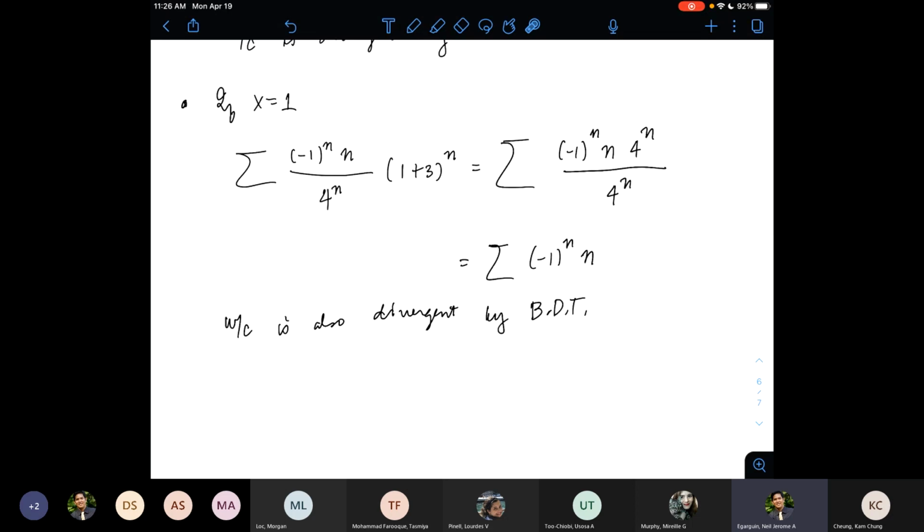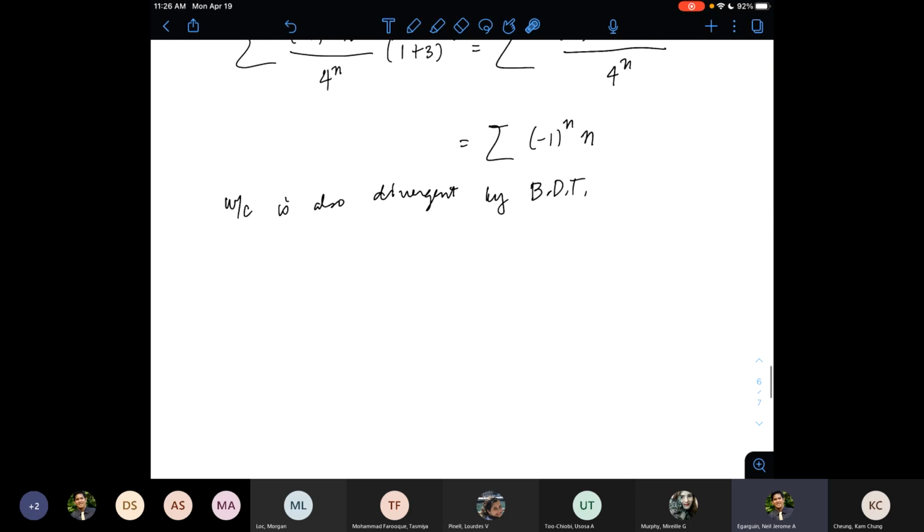So by the BDT, it is not convergent. All right. So we now conclude with certainty that the given power series will be divergent at the endpoints. So therefore, we can say that the IOC is the open interval -7 to 1.